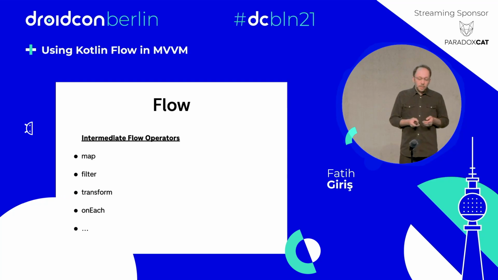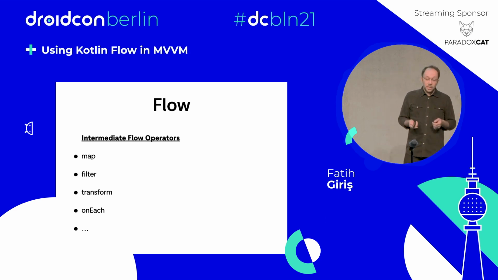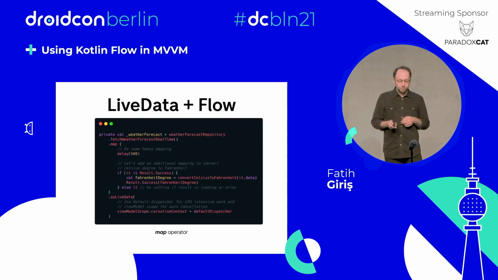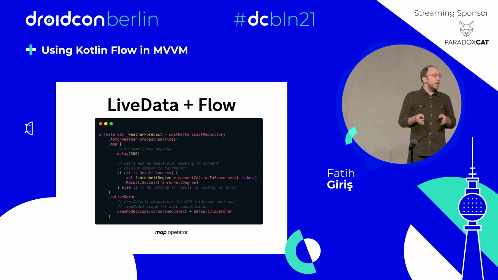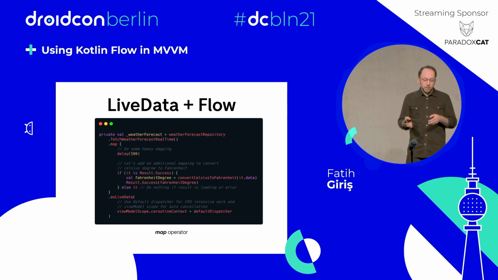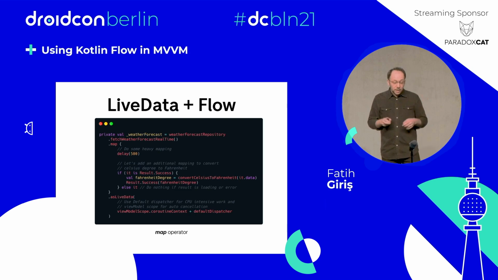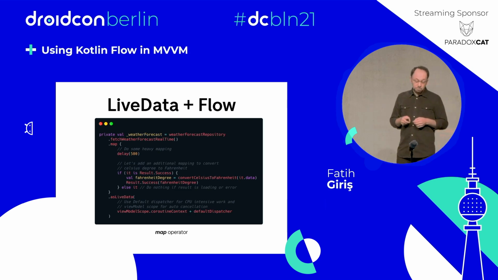So let's look at the intermediate Flow operators and how we can make use of the data transformation with Flow. Flow has a lot of operators which we can make use of. We're going to be seeing everything one by one. Let's start with the map operator. You can think of it like the same as the list map operator, but at the same time you can call some suspend function in the map's lambda. It means that you can actually do some asynchronous work with this map operator, which is going to be executed in some background thread.